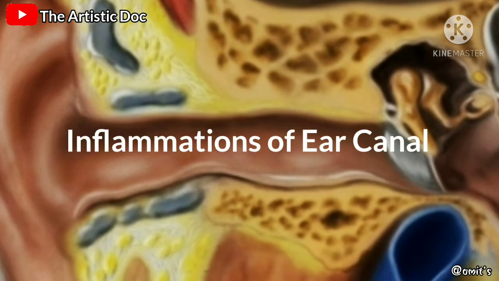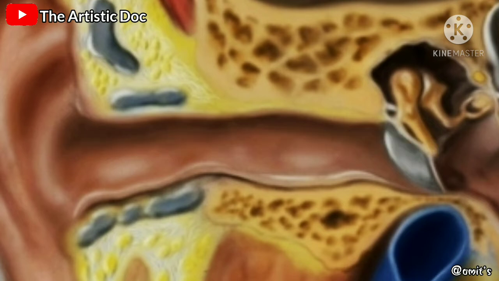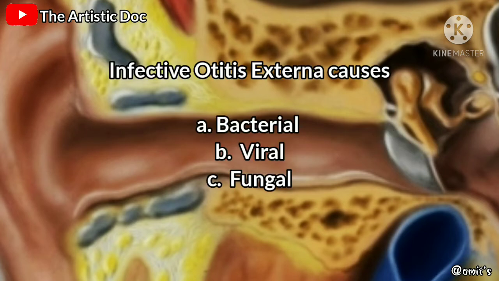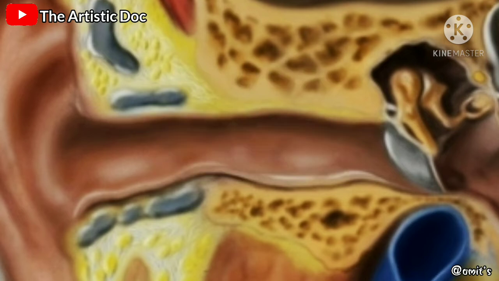Inflammations of the ear canal. These can be grouped into infective and reactive sets of diseases, on an etiological basis. Infective otitis externa may be due to bacterial, fungal, or viral causes. Due to bacterial infection, localized otitis externa, diffuse otitis externa and malignant otitis externa may occur.